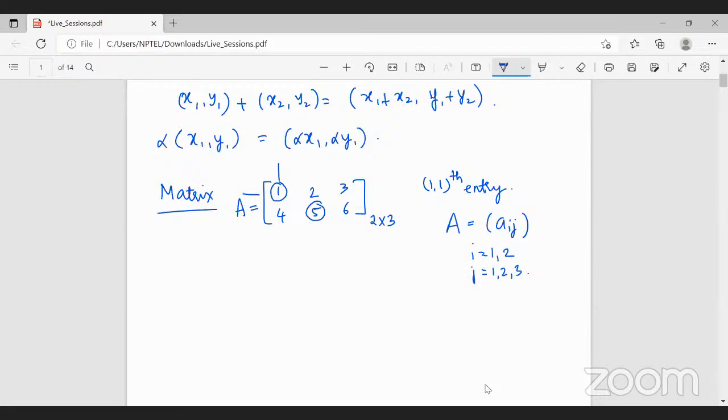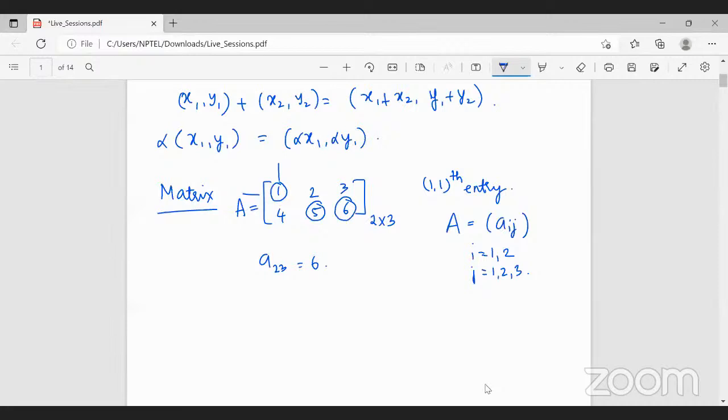So this is how we denote the entries of a matrix. So what is A 2, 3 for this matrix? 6. Yeah, A 2, 3 is 6 because it is the element in the second row and the third column. Second row, third column. The intersection is 6. So the entry 6 is denoted by A 2, 3.